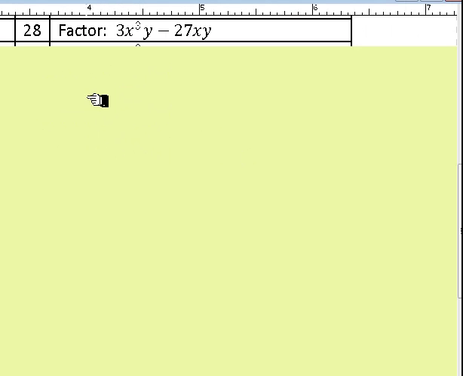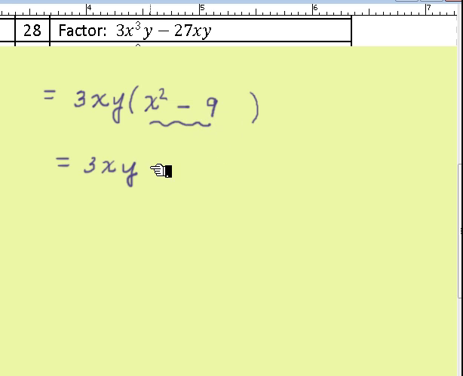Now let's factor number 28. Again, we do have a common factor. We see 3 as a common factor. Let's pull that out. So is x, and so is y. In parentheses, the 3 and the y were pulled out, and 1x was pulled out. So here we have x squared, and for the second term, we're left with 9. Now notice x squared minus 9 is a difference of two squares. So let's factor that. This is x squared minus 3 squared. So that factors as x plus 3 times x minus 3.